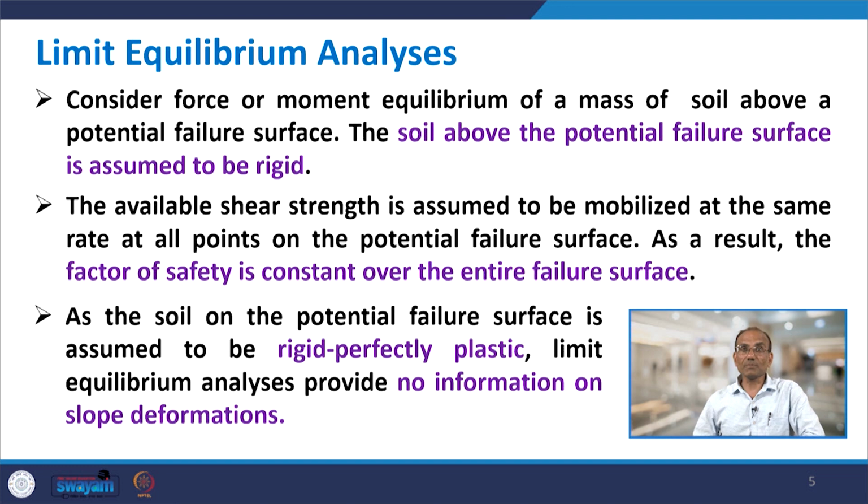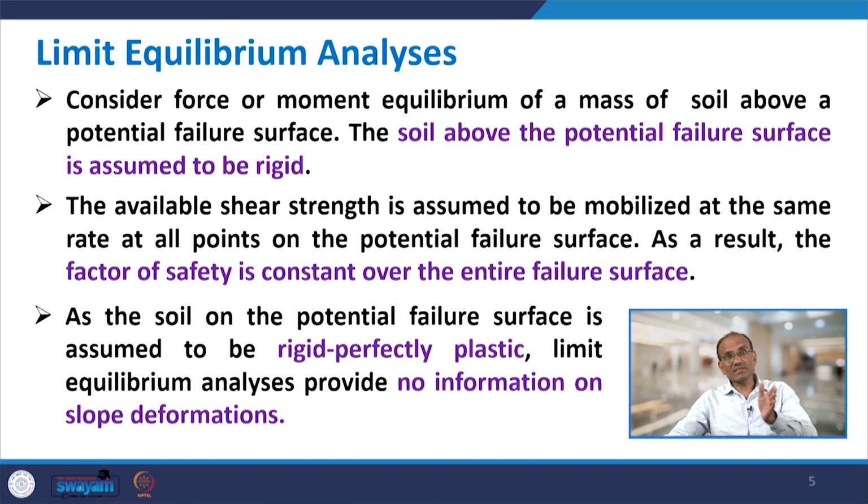The soil above the potential failure surface is assumed to be rigid. This is one of the assumptions, though it is not actually rigid, but for simplicity the available shear strength is assumed to be mobilized at the same rate at all points on the potential failure surface. As a result, the factor of safety is constant over the entire failure surface. This we already discussed in the second lecture of this slope stability.